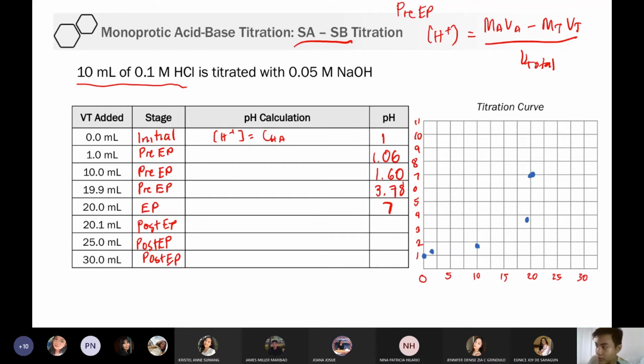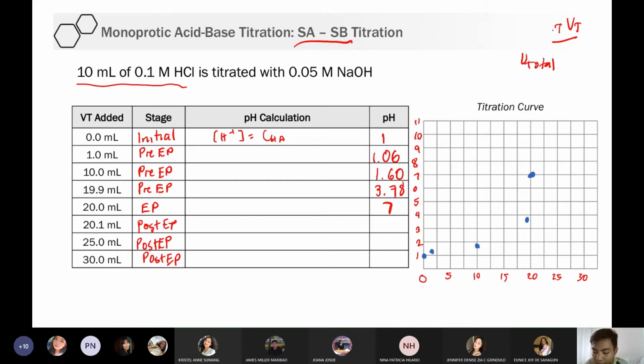Okay po, nakuha nyo na yung sagot. Basta plug-in lang. Palitan nyo na lang yung MT pati volume total. Yung VT pala, pati volume total. You will get these values. Okay? So those are the pH at initial, pre-equivalence, and at equivalence point. How about post-equivalence?